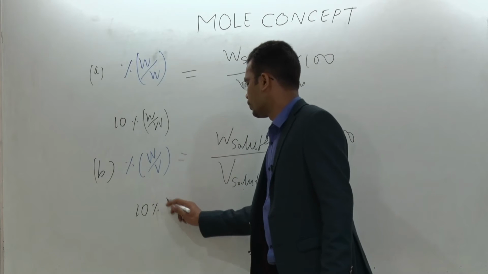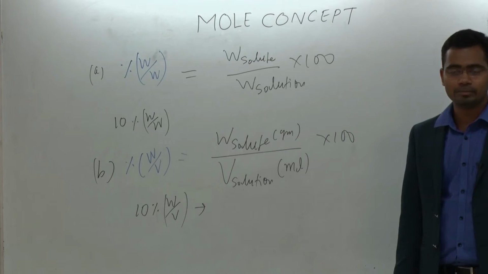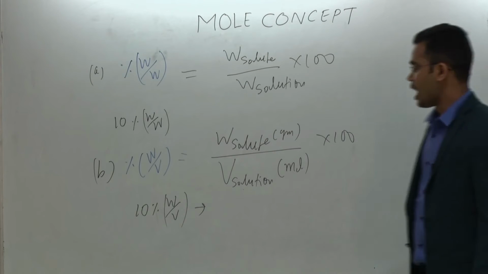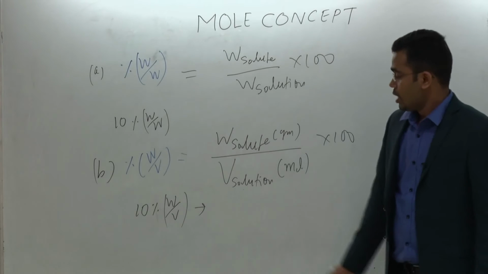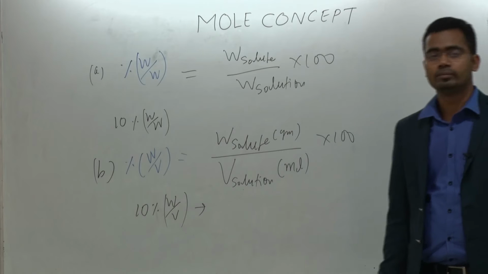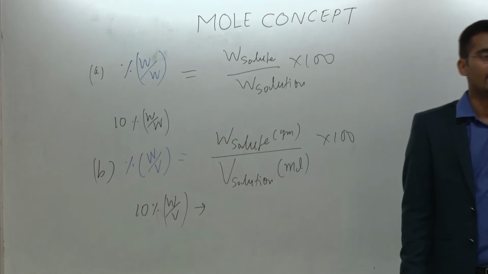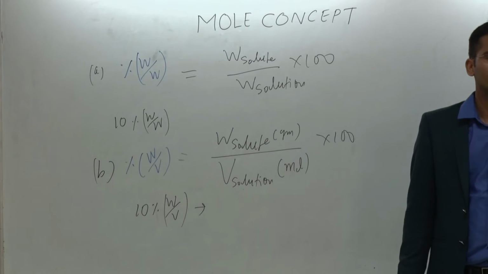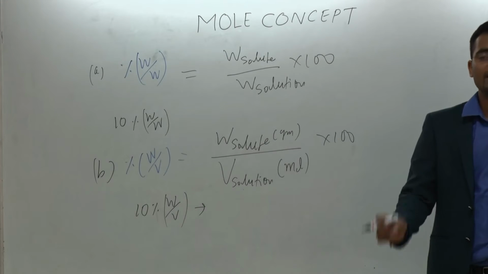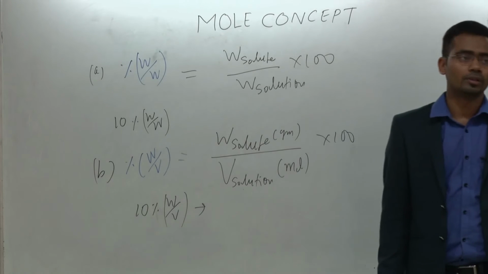So write down: 10% weight by volume is given. So write down 10 grams of solute present in 100 milliliter of solution.